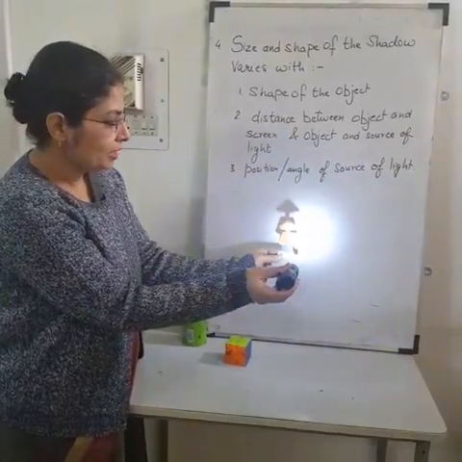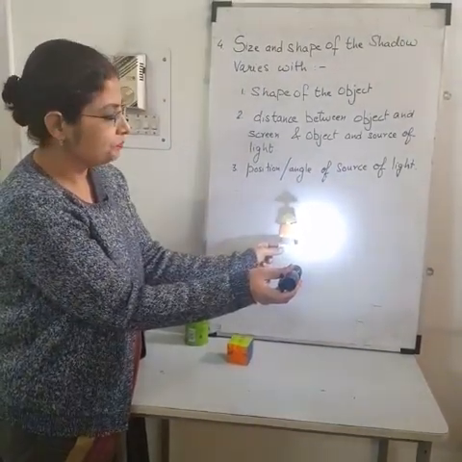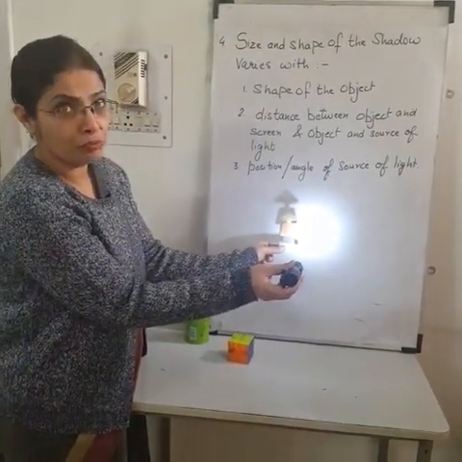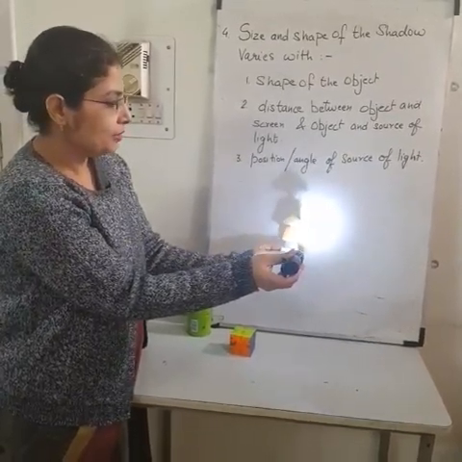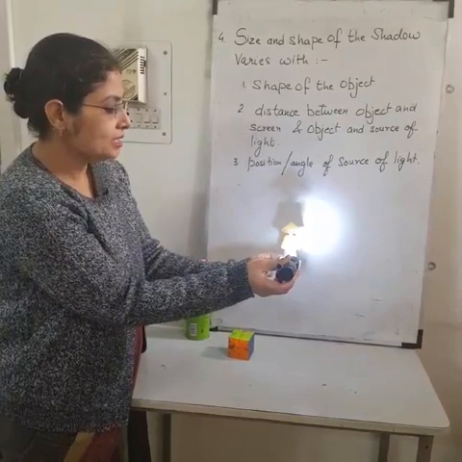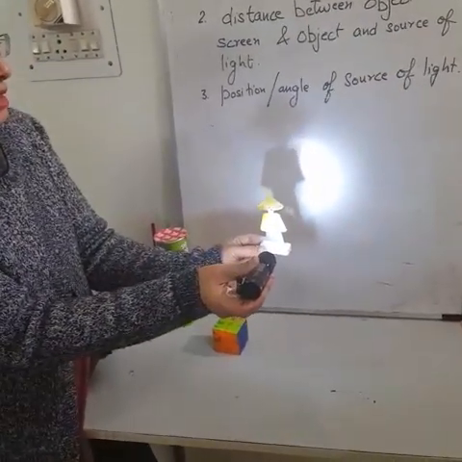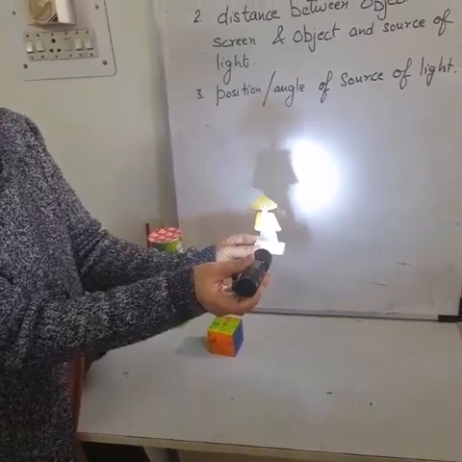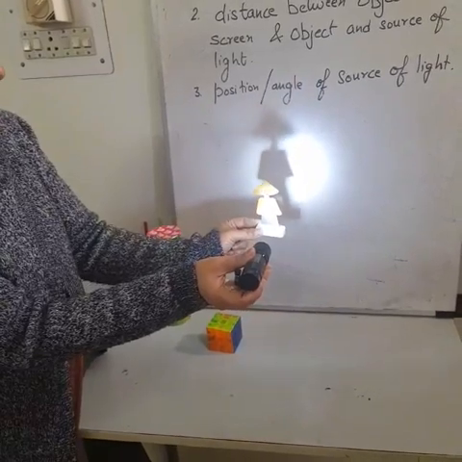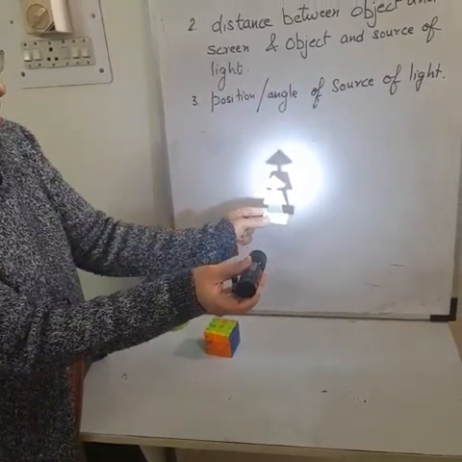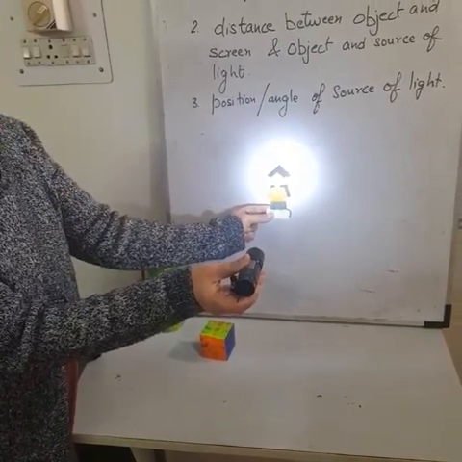I am having here the object, and you can see the shadow. I move the object near to the source of light. Now as the distance between the object and the screen increases, you can see that the size of the shadow is increasing. But when the distance between the screen and the object is decreasing, you can see that the size of the shadow is decreasing.